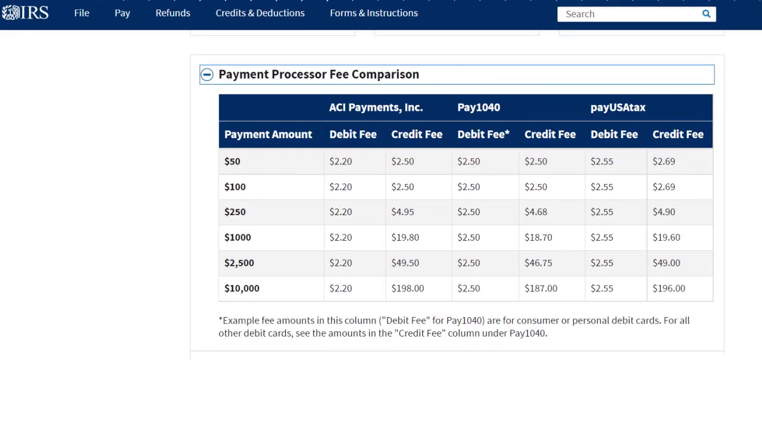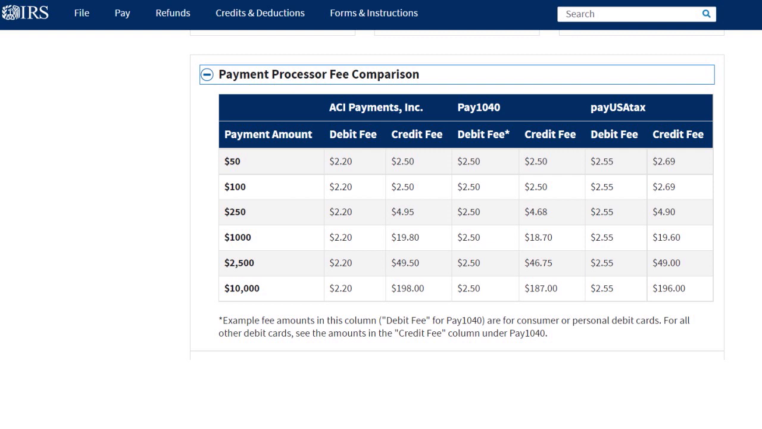I want to dig a little deeper here by showing you on the screen. You can see the payment processor fee comparisons. Now, it's really important to understand that every payment processor has fees, and I just gave you a couple of the fees here, but you need to understand that none of the fees actually go to the IRS, so the IRS is not getting a cut of the fee. So you don't need to send in a voucher if you pay by card.